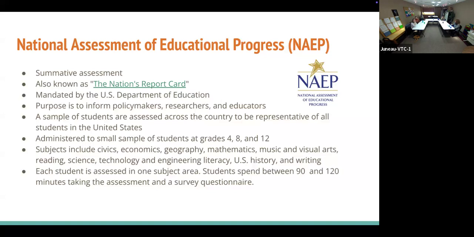It's a federal test, and instead of testing everybody, they just do a sample, 4th, 8th, and 12th grade. The 4th and 8th graders, mostly it's just math and language arts, but the 12th graders do more. And it takes about 90 to 120 minutes.